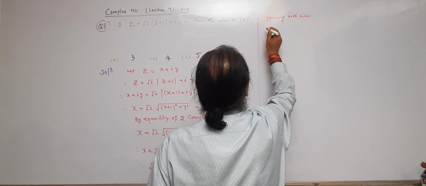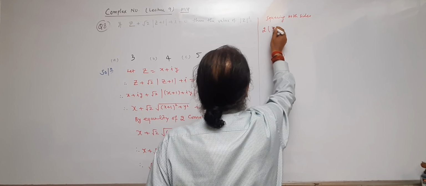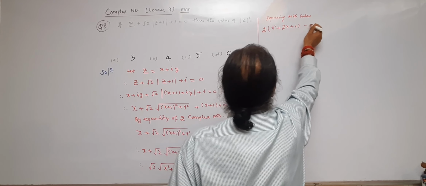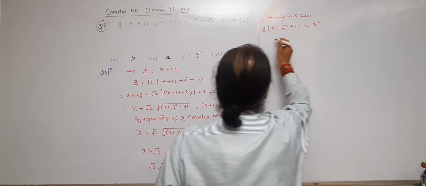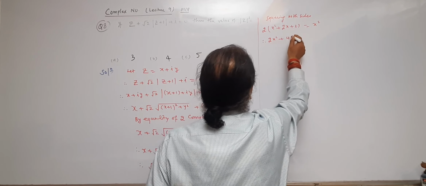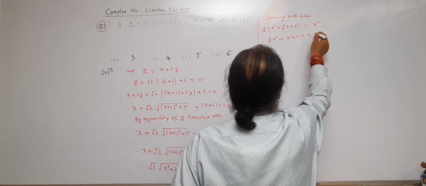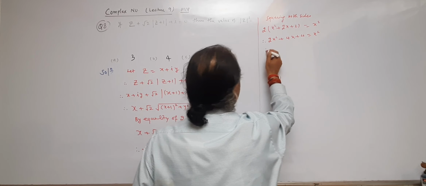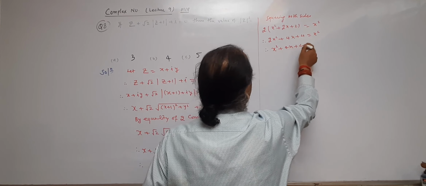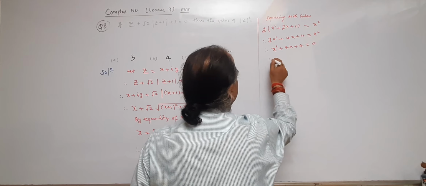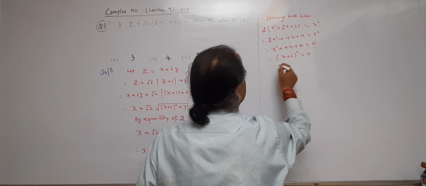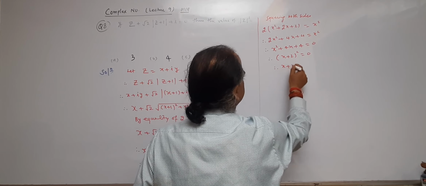Will give you what? 2 into x square plus 2x plus 2x square. 2x square plus 4x plus 4. So x square plus 4x plus 4 is 0. This will give you x plus 2 the whole square. So x plus 2 has to be 0.